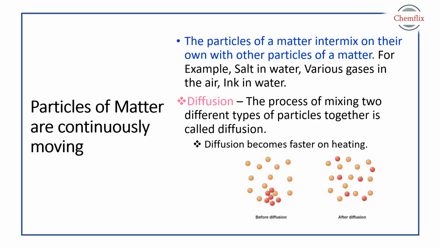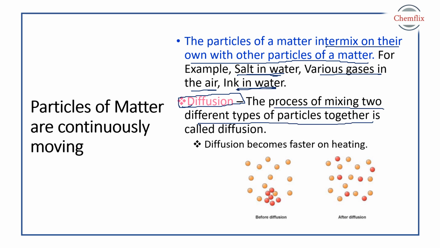The same thing we are going to discuss again with two more points. The particles of matter intermix on their own with other particles of matter, for example salt in water, various gases in air, ink in water. Another term is diffusion. The process of mixing two different types of particles together is called diffusion. Salt in water, various gases in air, ink in water are all examples of diffusion.